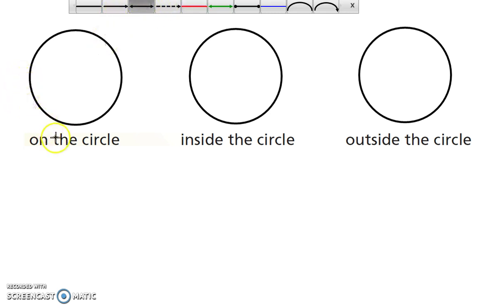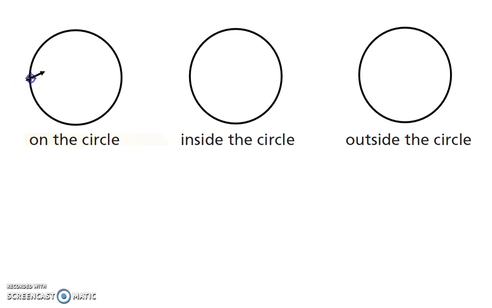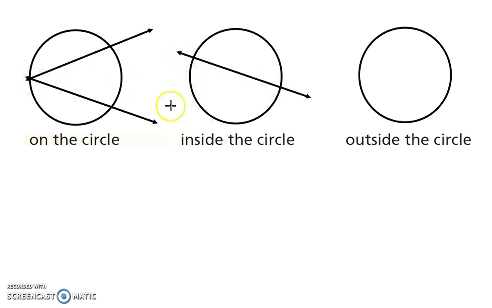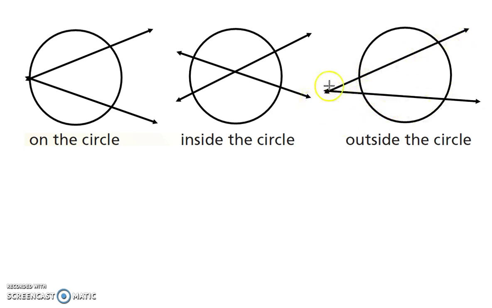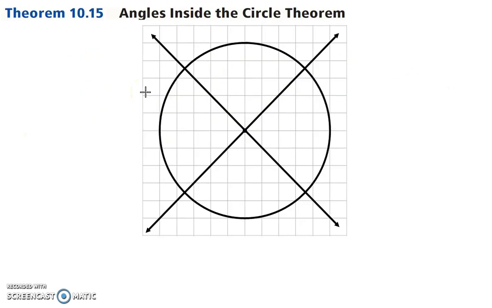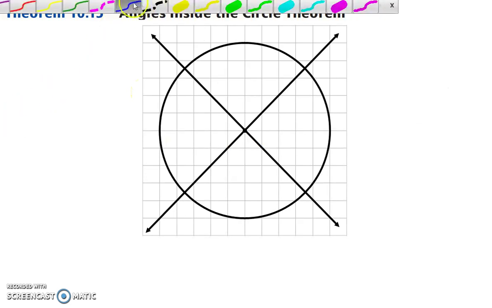Okay, we can have secants intersecting on the circle. Like this right here, they intersect on the circle, or they could intersect inside the circle or outside the circle. So we're going to look at these 3 different angle measures. What are special characteristics of these? All right, angles inside the circle.